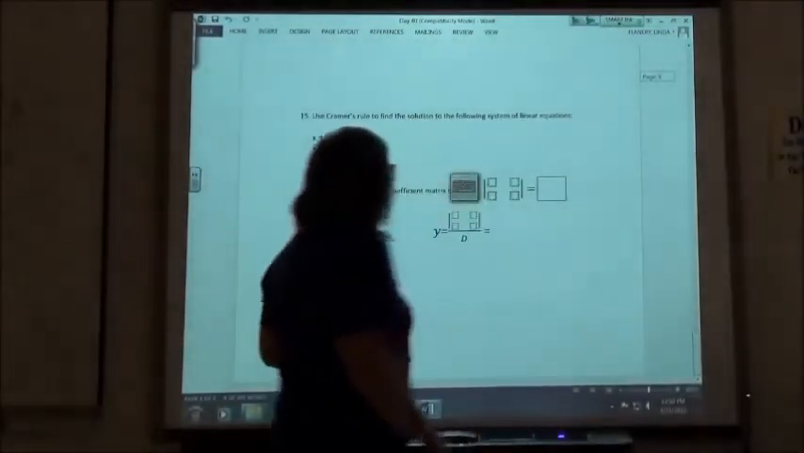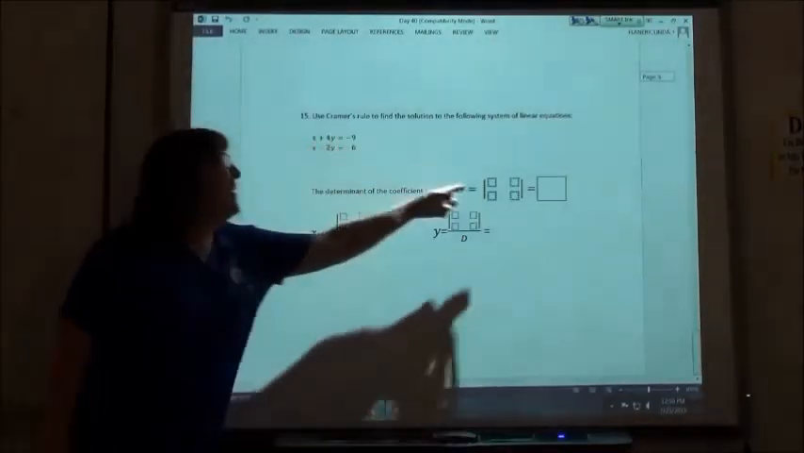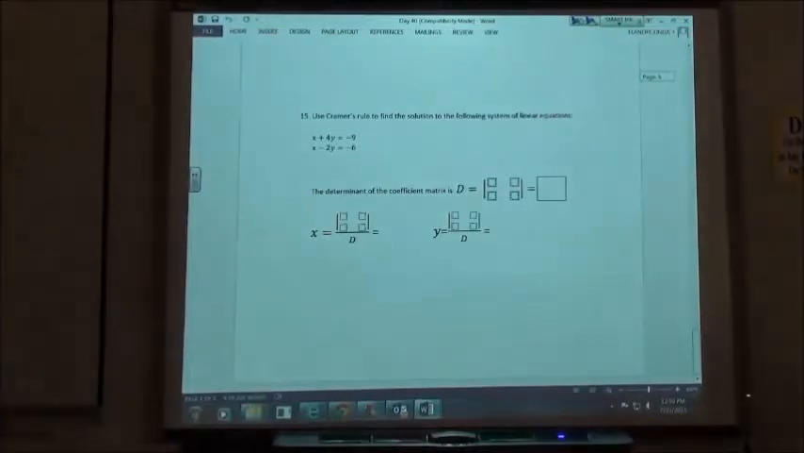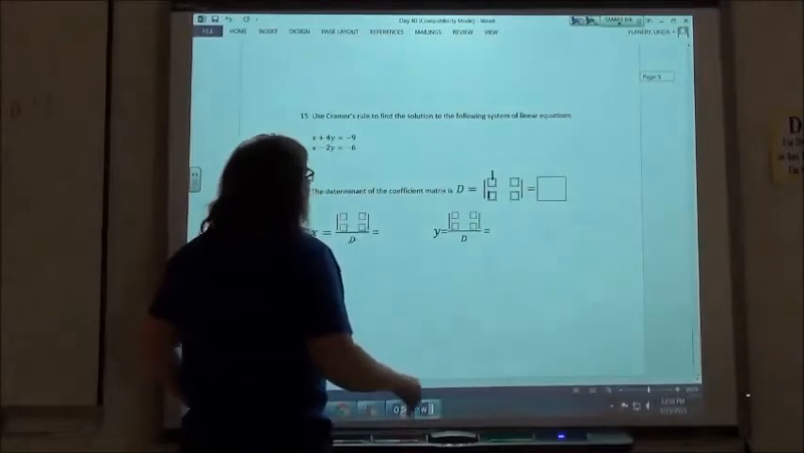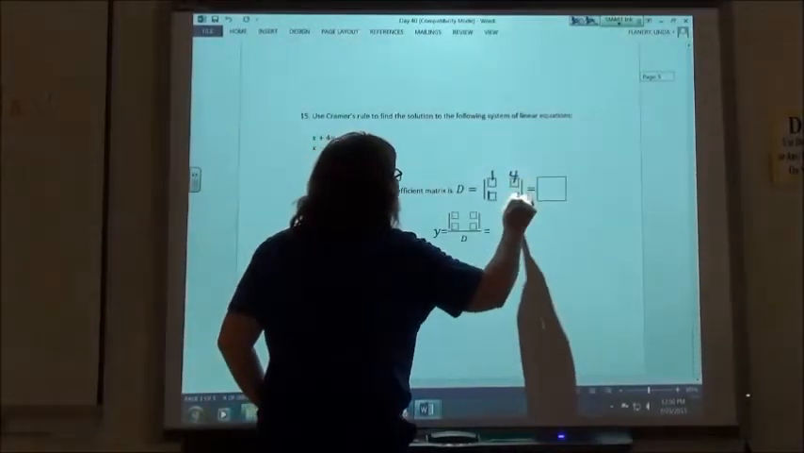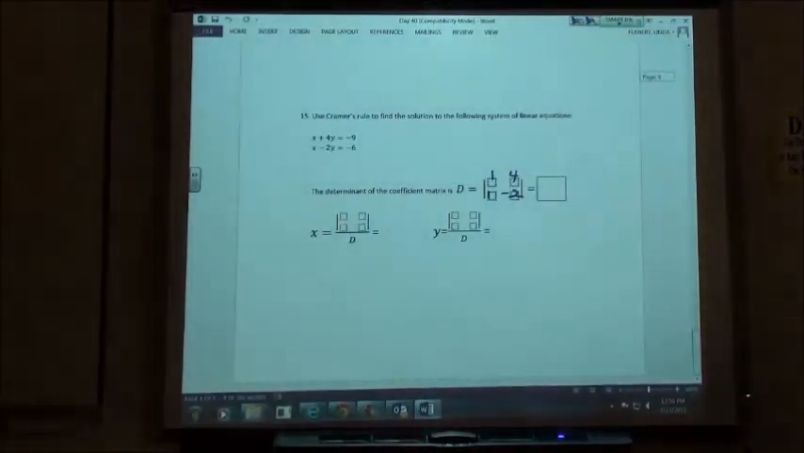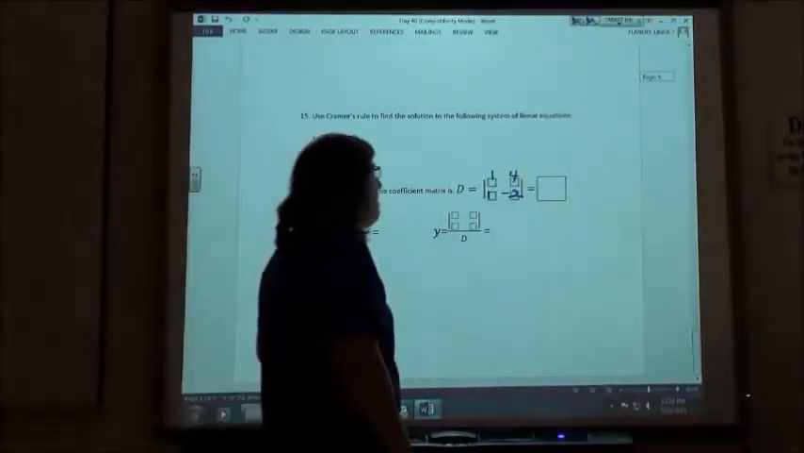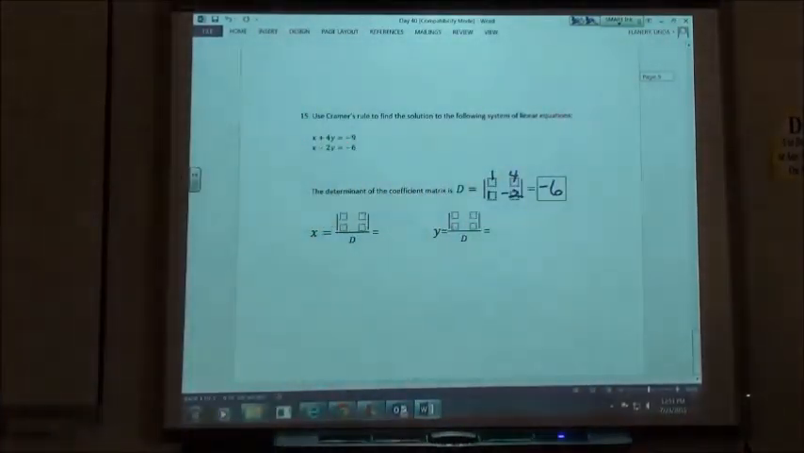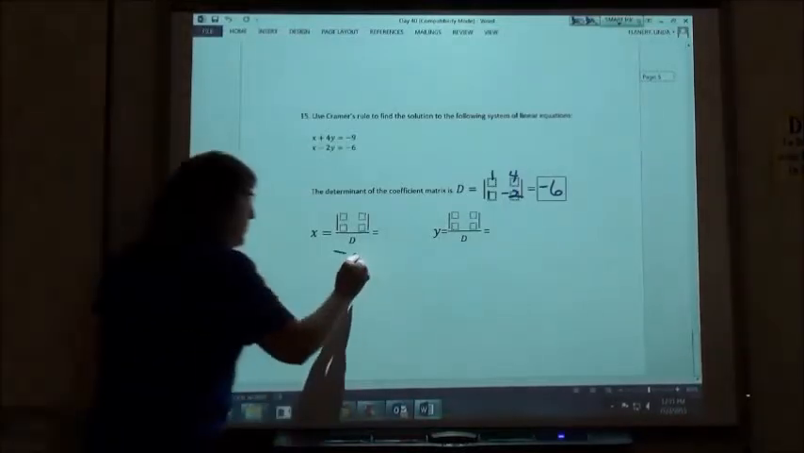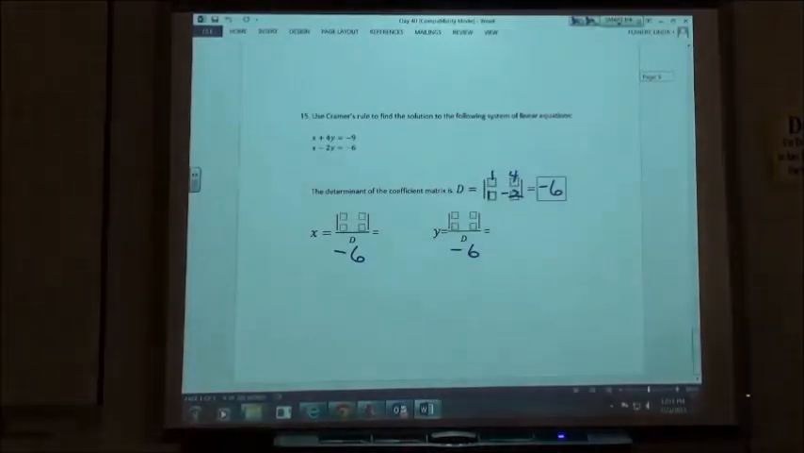And the last one of the whole summer. My D determinant would be what? 3 and 1, 1 and 4, negative 2. So the value of that determinant would be negative 6. Negative 2 minus 4 is negative 6. So, put my negative 6 down there so we don't forget, and then I'll do my D sub x determinant.